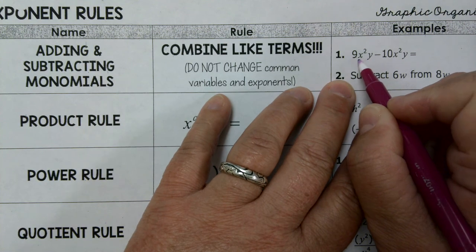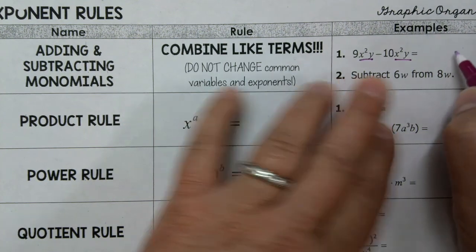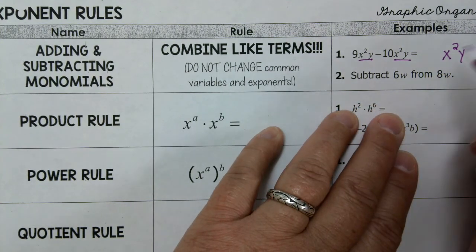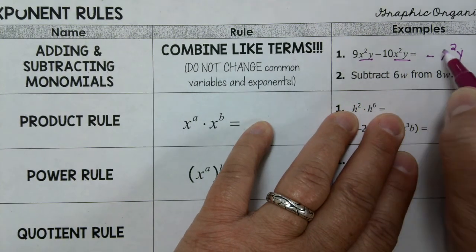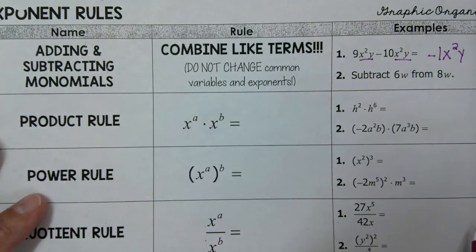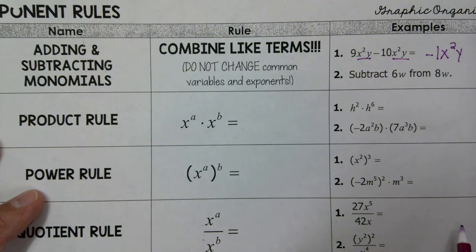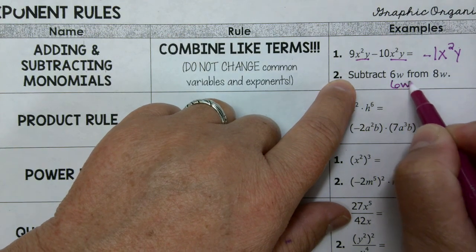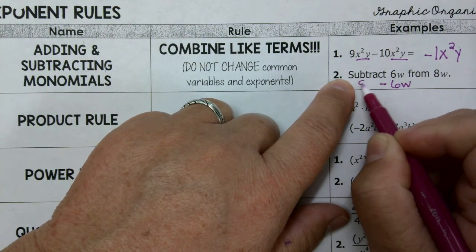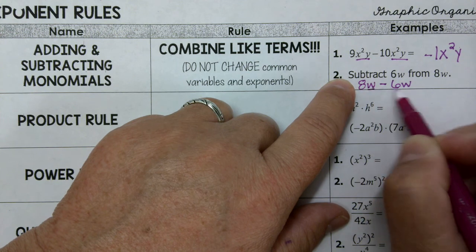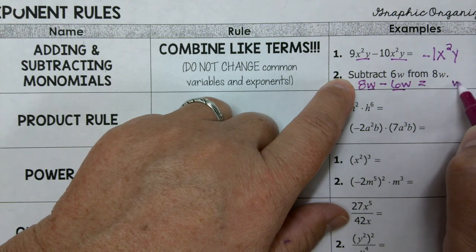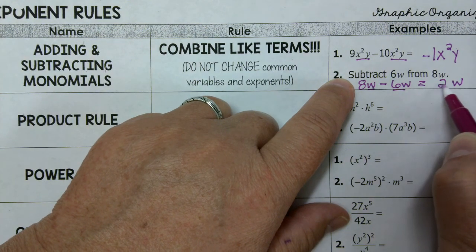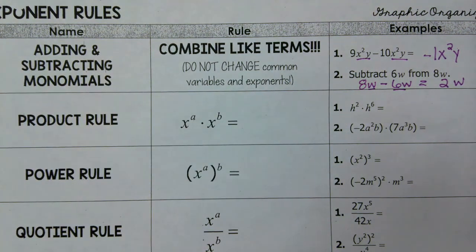the same. So here I have an x squared y, and here I have an x squared y. So I'm putting the x squared y's together. 9 minus 10 is a -1. So that is what happens when I combine like terms. So here, subtracting 6w from 8w. Again, because they are like terms, I'm putting my w's together. 8 subtract 6, that means I have 2 w's left.